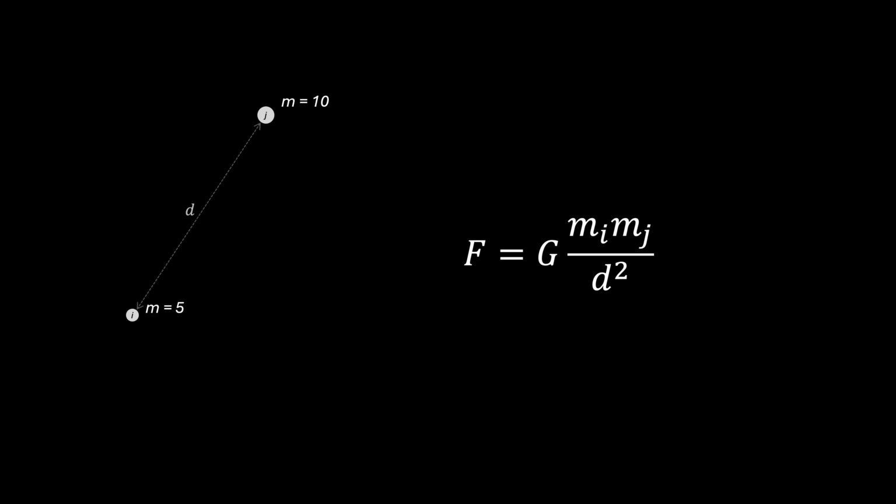Now, since our goal is to determine the position of each particle as time passes, what we are really interested in is how this gravitational force makes each particle accelerate. From Newton's second law, we know that force equals mass times acceleration. If we combine that with the gravitational equation, we find that the acceleration produced on particle I by particle J is proportional to the mass of J, and inversely proportional to the square of the distance between them. In other words, the more massive J is, the greater the acceleration it produces on I. But as the distance between them increases, that acceleration rapidly decreases.